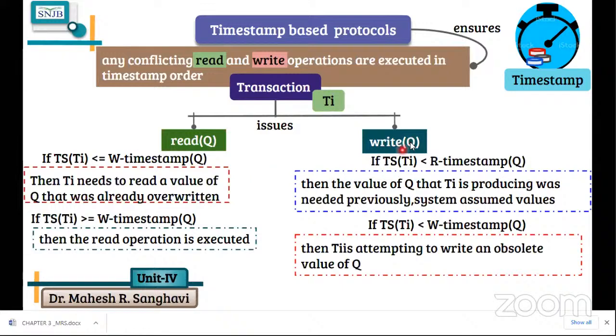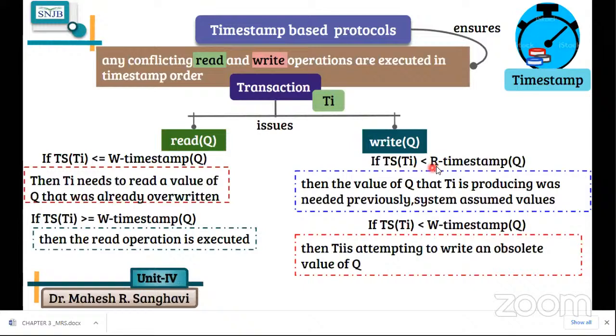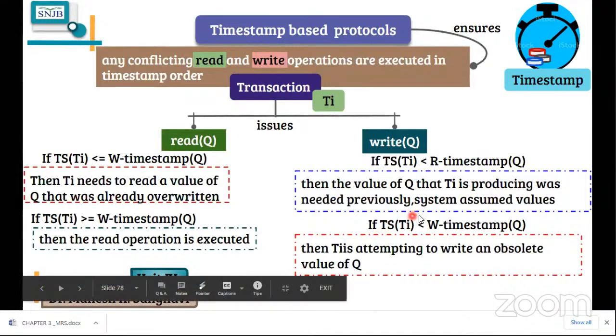Next is when to perform the write Q operation. For read Q, the condition is this; for write Q, this is the condition. If TS of TI is less than the R-timestamp, the conditions are almost the same, only the equal to sign is not there. So if TS of TI is less than the R-timestamp, then the value of Q that TI is producing was needed previously, and the system assumed that value would never be produced. So this indicates that we can read the values which were actually updated. This way we can identify it.